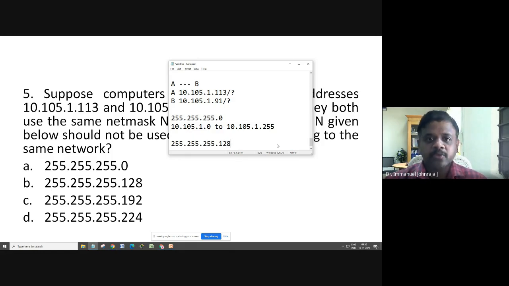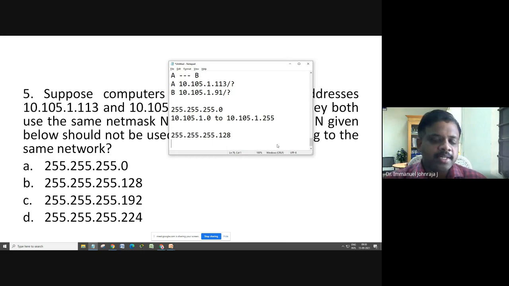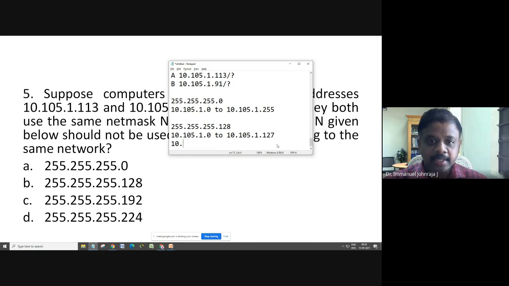255.255.255.128. If this is the mask, what has happened? One bit has been borrowed. So what will be your IP address? It is either 10.105.1.0 to 10.105.1.127, which is one range. Another range is 10.105.1.128 to 10.105.1.255. This is the second range.